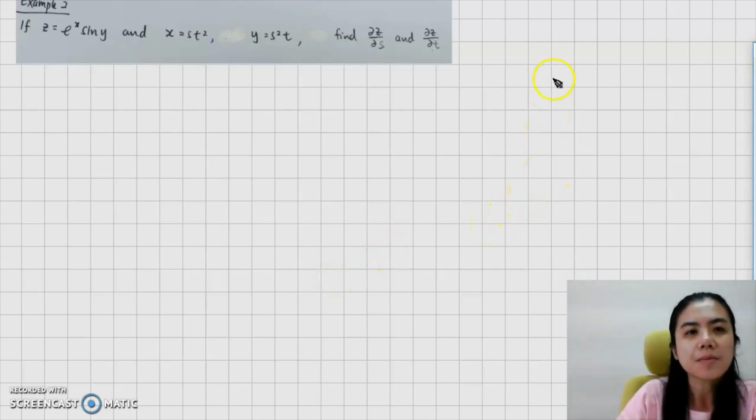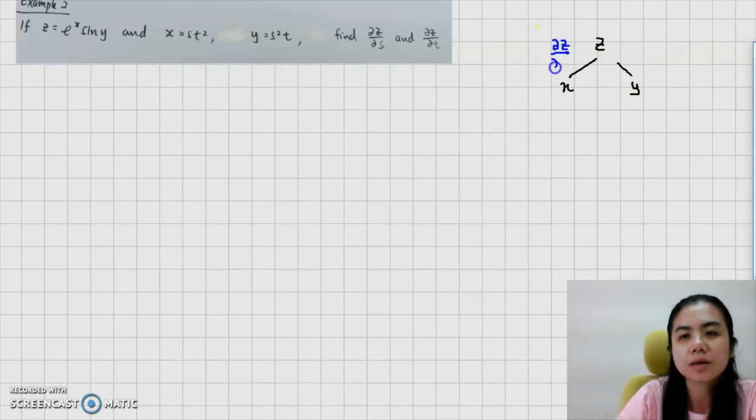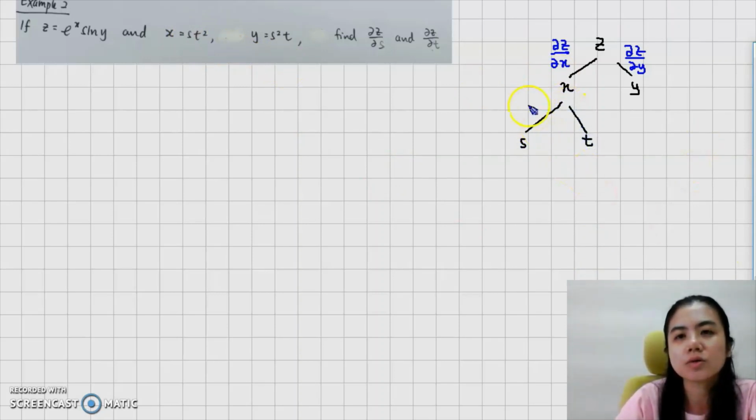Let's look at the second example. Let's just analyze this. In your equation of z, say we have two variables, that is x and y. Because you have two variables, you're going to do partial. So you have del z del x, and you will have del z del y. And then how about the x? The x you have two branches also because you have s and t. So in here, because you have branches, we'll do partial. So this is del x del s, this is del x del t.